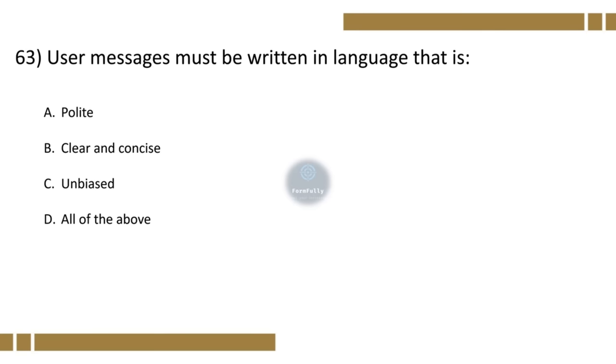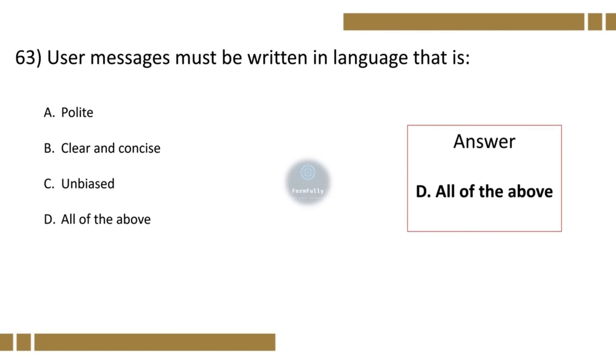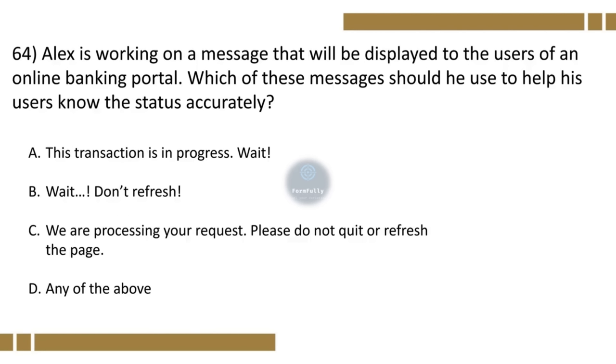Question 63. User messages must be written in language that is A. Polite. B. Clear and concise. C. Unbiased. D. All of the above. The correct option is D. All of the above.